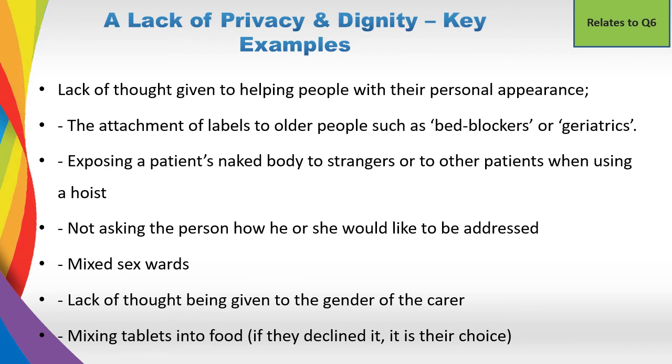Another example of a lack of privacy and dignity is exposing the patient's naked body to strangers or patients when using a hoist. So when you use a hoist, which is a piece of equipment to lift a person out of their bed and into a chair or vice versa, they do have to open their legs quite wide because they need to be either side of the sling. The sling is what they sit in, so this can result in a patient being quite exposed. So you need to think about the environment. Are the curtains closed? Can people see in?